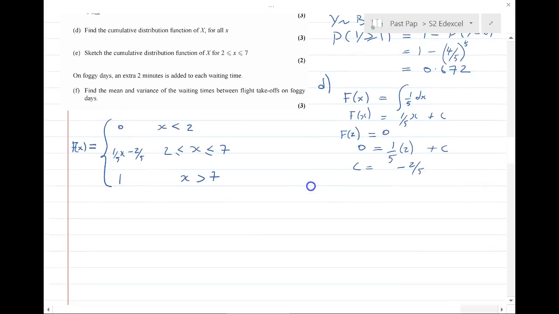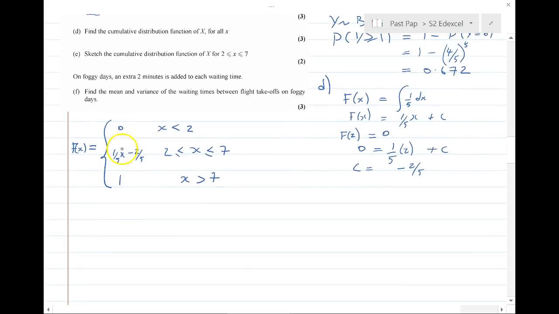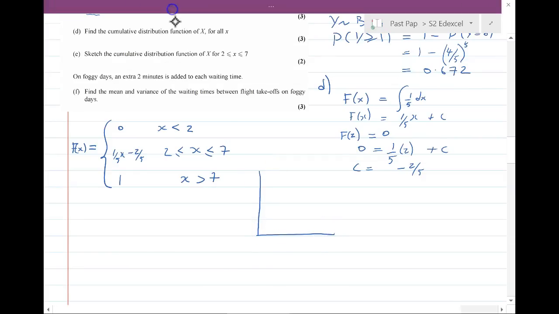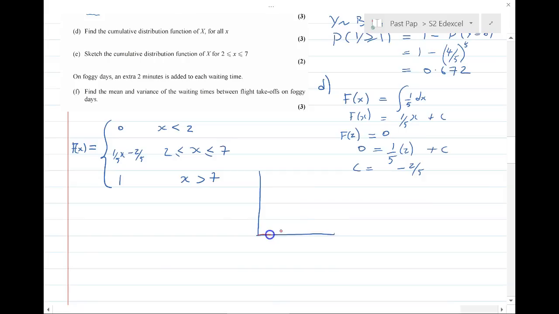Now it's a sketch of this distribution. Well, this is linear, so the cumulative distribution function is going to look something like this. The mark scheme says it's not necessary to write the vertical bit here, but anyway, I'll put it in. Now the numbers vary between 2 and 7.